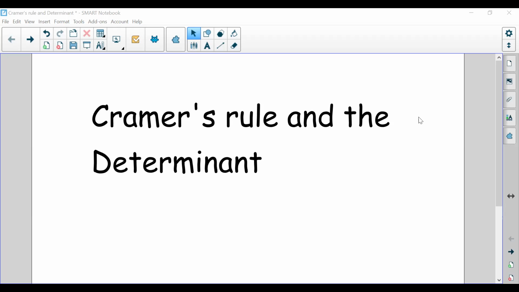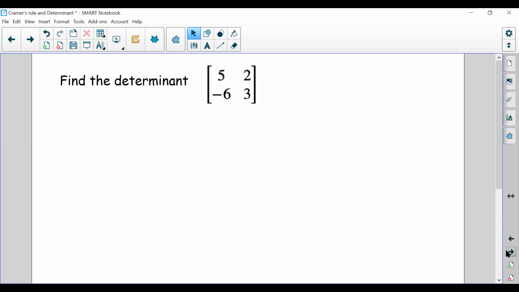But Cramer's rule involves a value that's called the determinant. So that's the first thing that we have to learn: what is a determinant? Basically, a determinant is a special number that we talk about for any square matrix. Now, what's a square matrix?